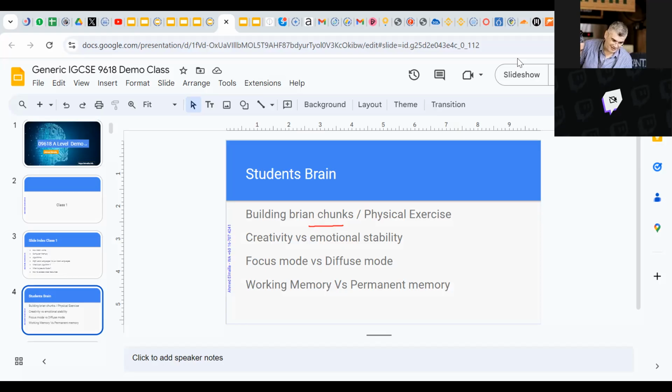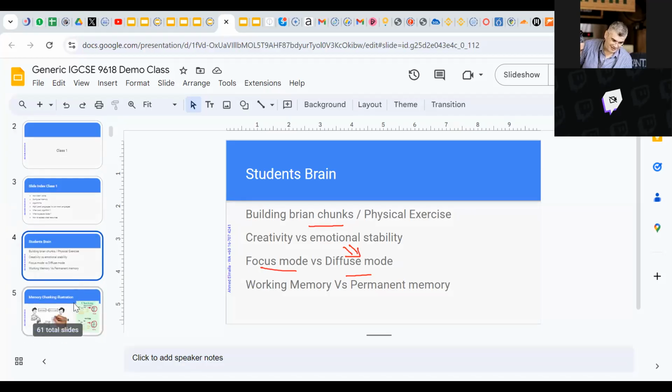Creativity and emotional stability are somehow strongly related to each other. I will teach you the modes that your brain operates in, which are the focus mode and the diffuse mode, and how you can actually trigger this diffuse mode. I will also teach you the difference between working memory and permanent memory.